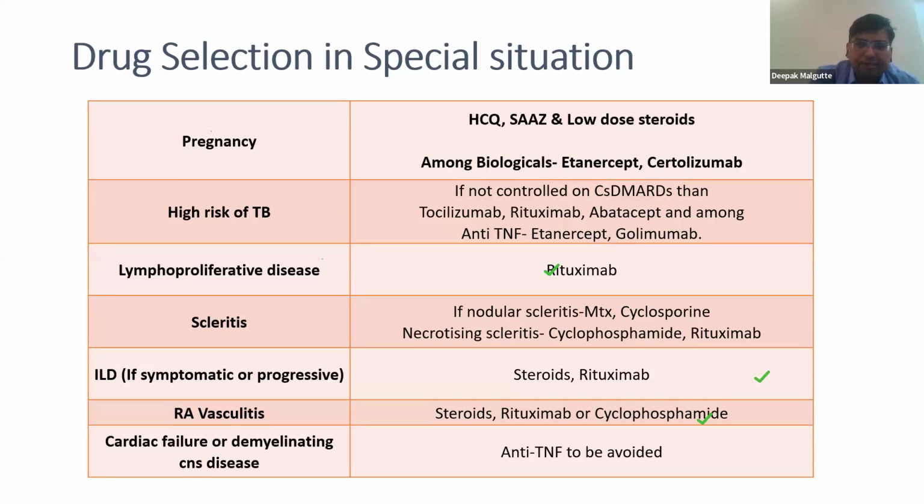When a patient has a high risk of TB, then tocilizumab or rituximab can be an option. In a patient who has a lymphoproliferative disease, rituximab is an option. In a patient who has necrotizing scleritis, where you need high-dose immunosuppressive therapy, use cyclophosphamide or rituximab. Even in a patient who has RA vasculitis, we use steroid and rituximab or cyclophosphamide. You should remember that anti-TNF is to be avoided in a patient who has cardiac failure or demyelinating CNS disease.